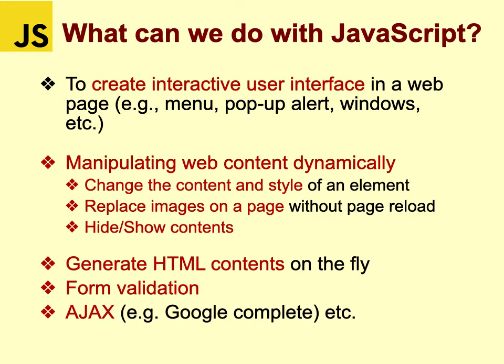What can we do with JavaScript? To create interactive user interface in a web page, that is menu, pop-up alert, windows, etc. can be created using JavaScript. Another use of JavaScript is to manipulate web contents dynamically. So there are two different types of web pages: static web page and dynamic web page. So for creating dynamic web page, we are using JavaScript. Change the content and style of an element, replace images on a page without page reload, hide or show contents. These are some of the uses of JavaScript.